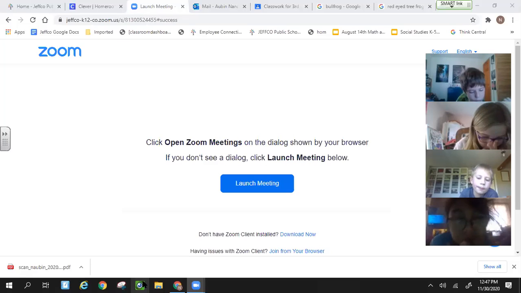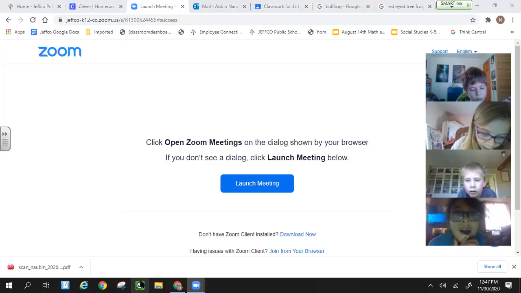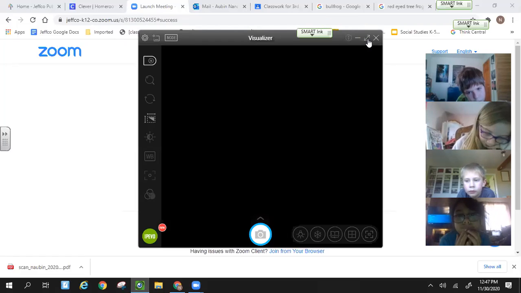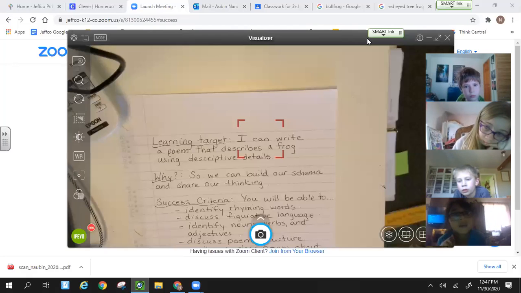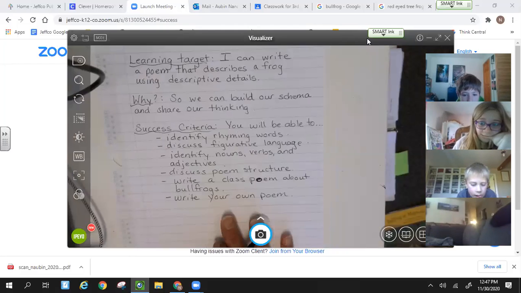To continue with Mrs. Harrison's look at poetry. So let me share the learning targets with you. I'm hoping you are feeling productive and poetic because we are going to be writing a descriptive poem about a frog today. So that's your learning target. I can write a poem that describes a frog using descriptive details.